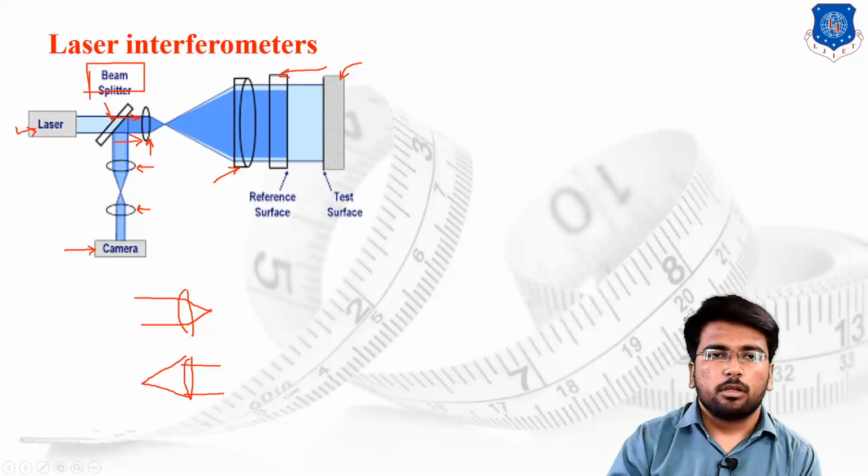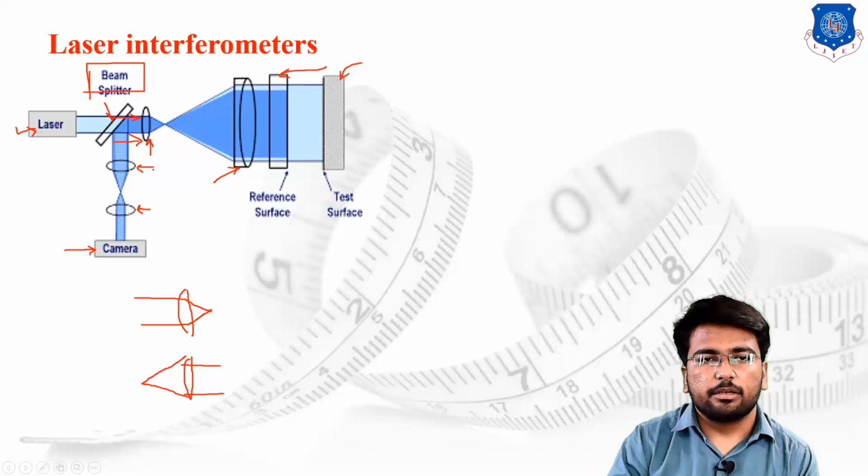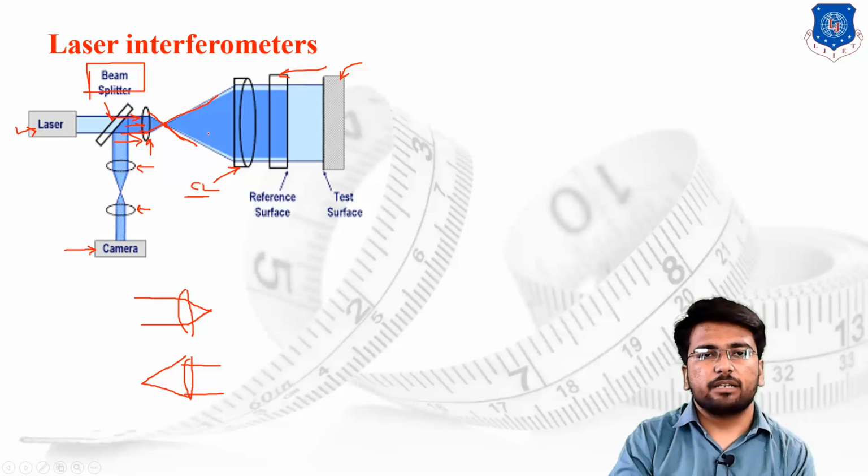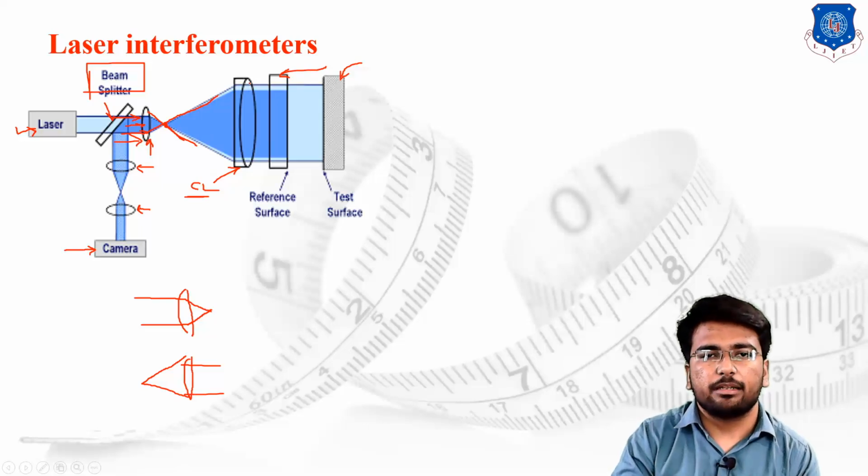So whatever light comes in this particular direction, all the light rays are parallel in nature, so the lens will try to focus them on a single point. After focusing on the single point, the light rays will cross their own direction, and then they are incident on another collimating lens. Again the collimating lens will make the divergent light into a parallel beam.